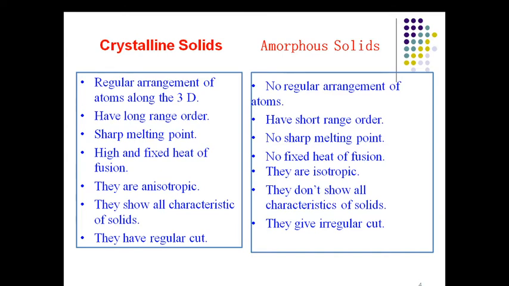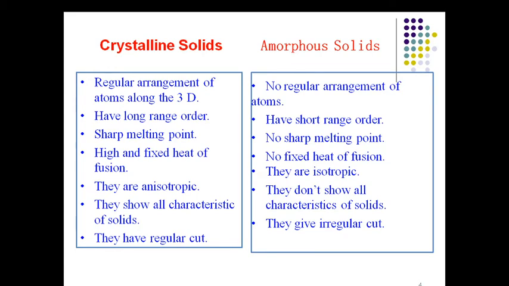Crystalline solids have sharp melting points and no such sharp melting point is found in amorphous solids. Crystalline solids have high and fixed heat of fusion. There is no fixed heat of fusion in amorphous solids. We've seen that crystalline solids are all anisotropic. That means their physical properties, optical properties, all the mechanical properties will change with direction. They will have different properties in different directions. And amorphous solids, on the other hand, are all isotropic, meaning all physical properties, mechanical properties, optical properties, magnetic properties, and all the other properties are the same in all the directions. They do not change with direction.